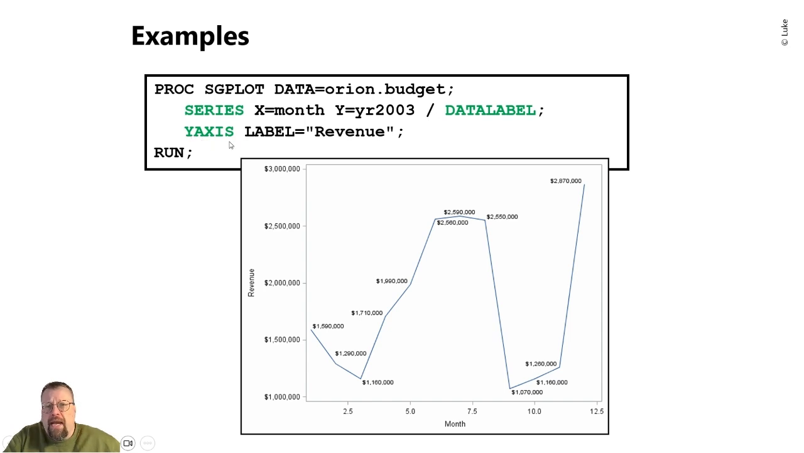And then for the y-axis, we are also defining a label. Revenue is the text we want to have at the y-axis. For the x-axis, month comes out automatically based on the variable name. But this is the end result we get with this code.